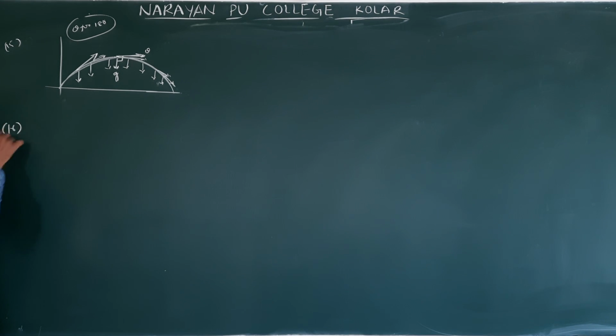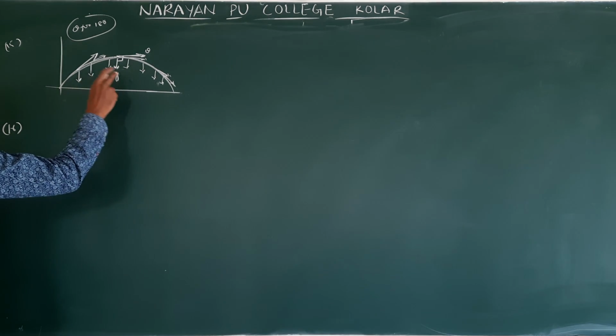Next come to question 16. A particle is thrown with a speed of 40 meters per second at an angle of 60 degrees with the horizontal. Taking the initial point as the origin, find the coordinates of the point where the velocity of the particle is minimum. They are asking where the projectile velocity is minimum. By seeing this figure, we can understand.